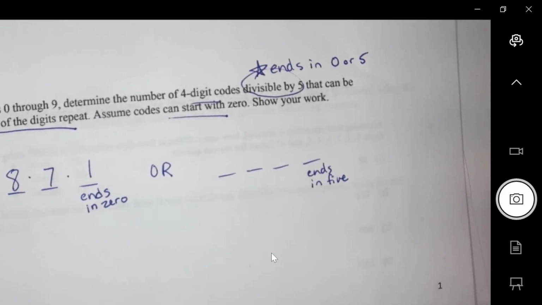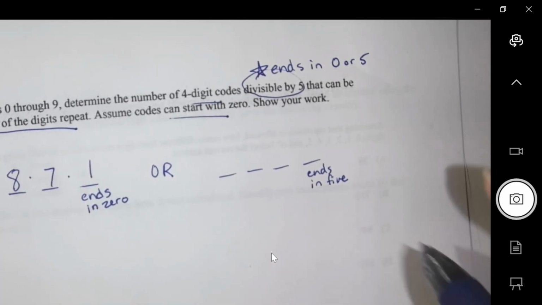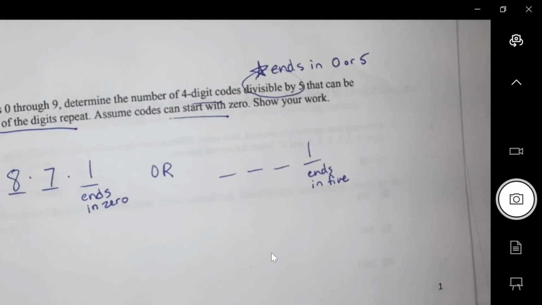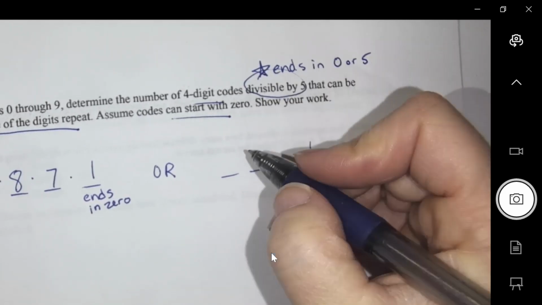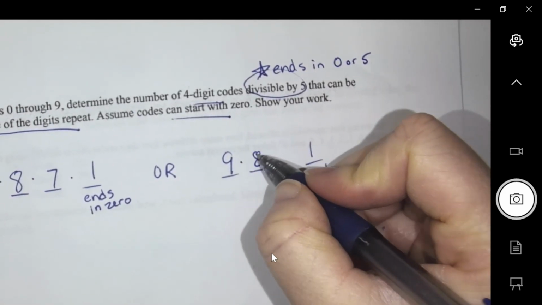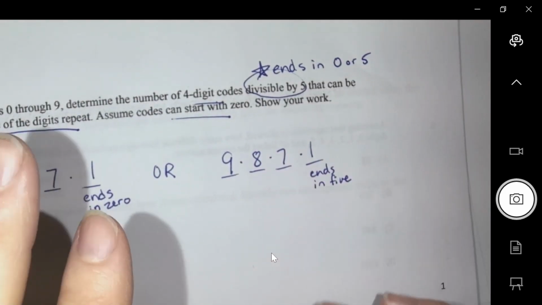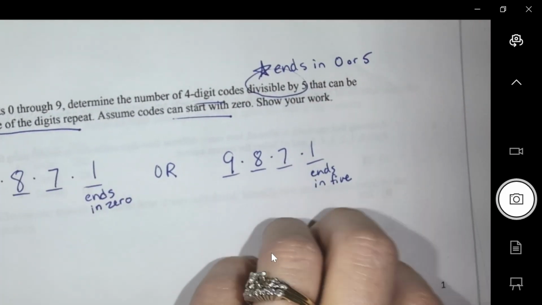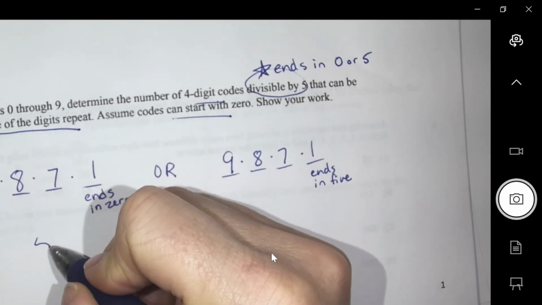Or my other code could have ended with a 5. How many ways can I end with a 5? 1. I can only end with a 5. One way to do that. There's still no repeats, so on this code I would have had 9 options, 8 and 7. Okay, these are separate codes. I could have either had this code or this code. Okay, 9 times 8 times 7 is 504.